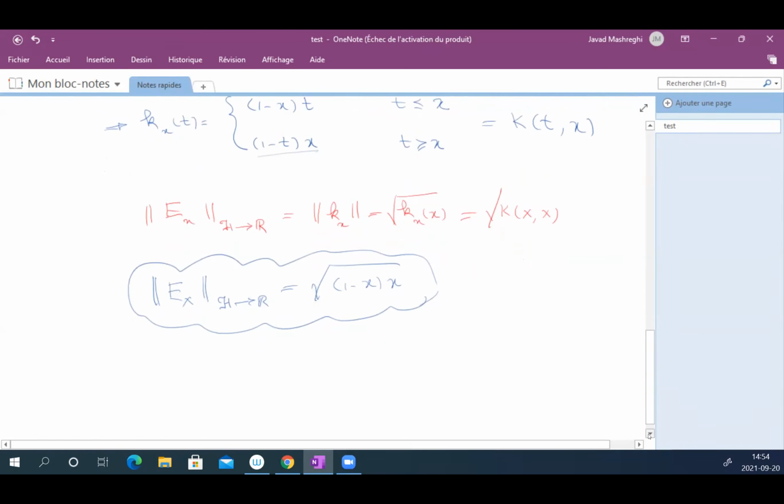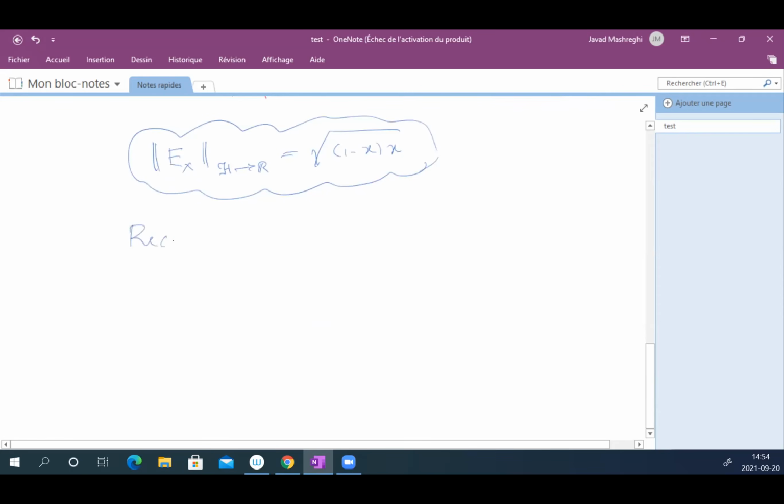And recall that we had estimations that the norm of x is bounded by one of them, root x, and by another one, root of 1 minus x. And none of them, you see, is now optimal. The optimal one is this one, which is the best and shows the power of RKHS.